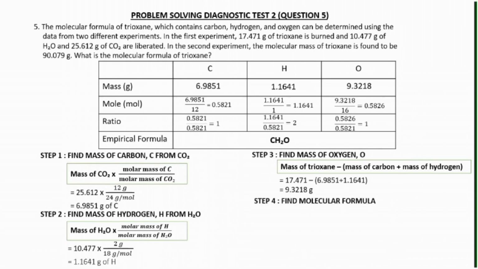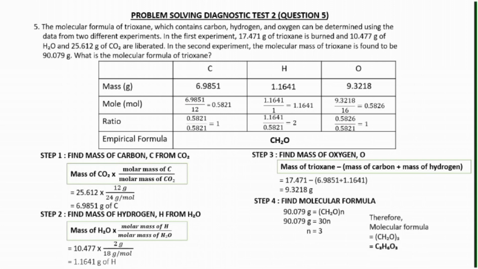Step 4, we can find the molecular formula from the empirical formula. This is how we find the molecular formula. The question gave us 90.079 gram equal to CH2O times n, which is this one: molecular mass equals empirical formula times n, and then we get 90.079 gram equal to 30n, and then we get n equal to 3.